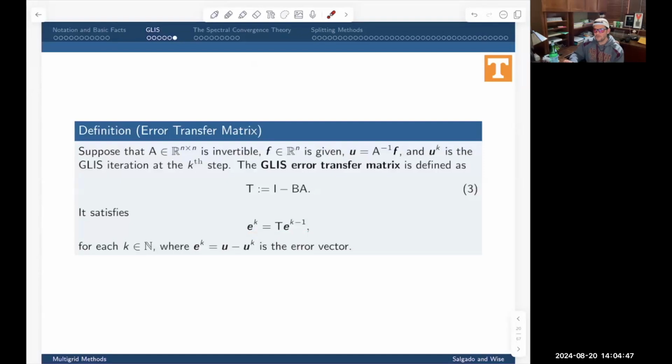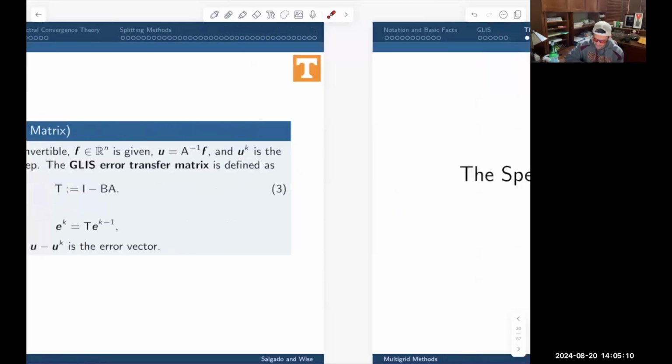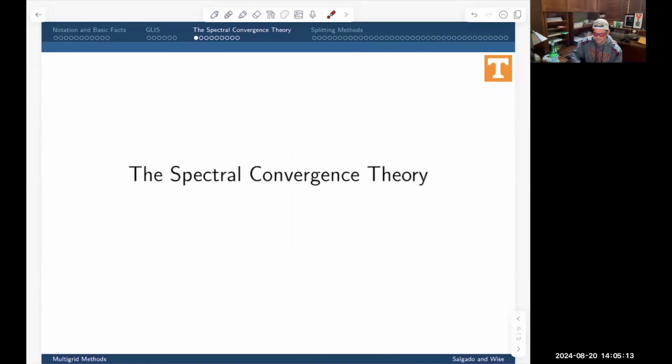So why do we call it the error transfer matrix? Well, it transfers the error from the previous step to the current step. That's it. It transfers the error from the previous step to the current step. And it turns out that knowing what this guy looks like and what its properties are, especially its eigenvalue properties, will help us determine when this general linear iterative scheme is going to converge. All right? So that's where we'll pick up next time. We'll talk about the spectral convergence theory.